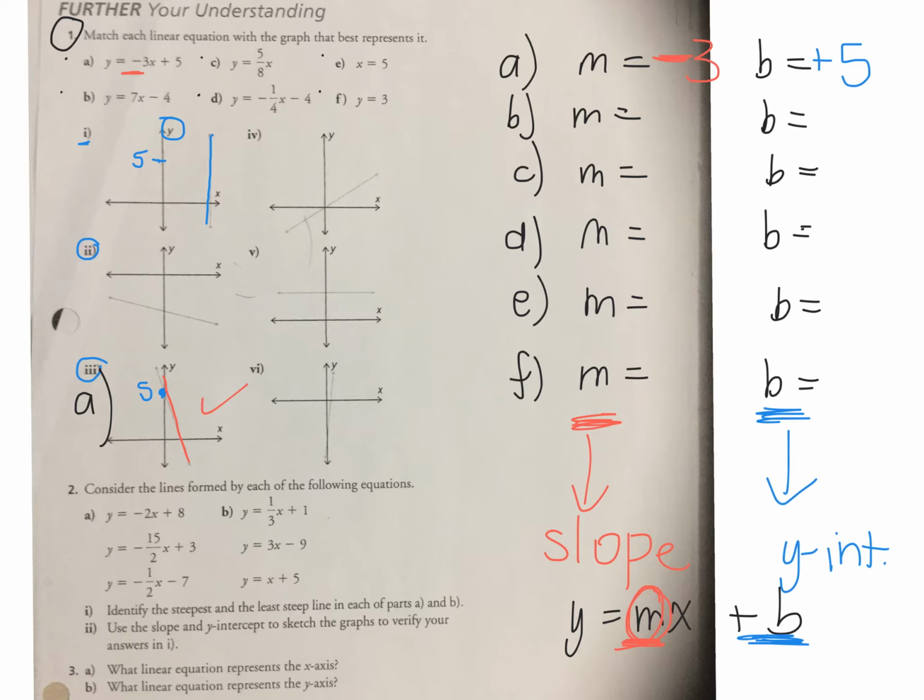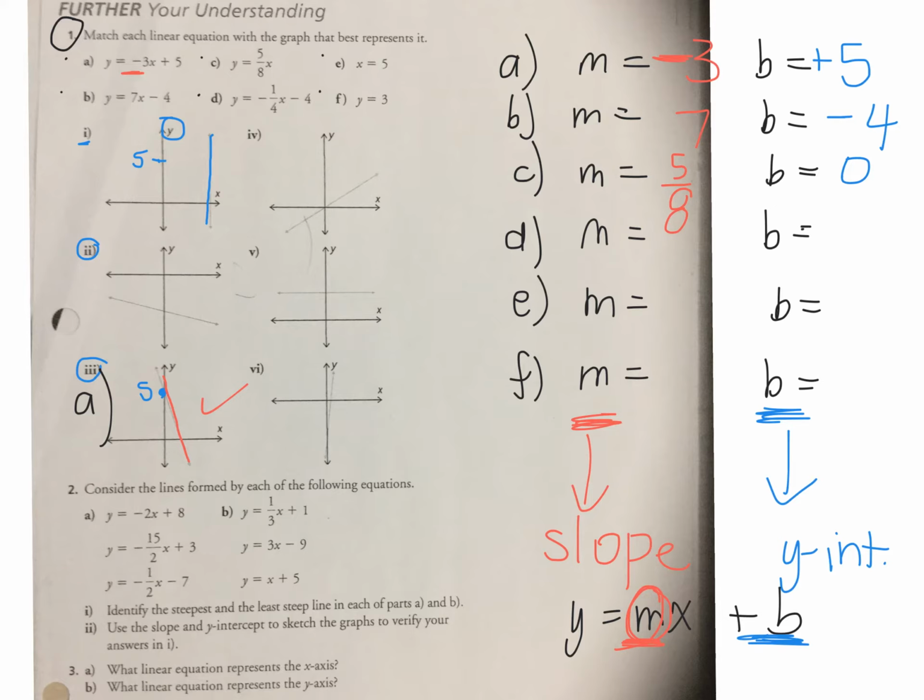For question B, the equation is y equals 7x minus 4. Raise your hand if you can tell me the slope of B. 7x minus 4. What's the slope? 7. And what's the y-intercept? Negative 4. Good. C. Y equals 5 over 8x. What's the slope? 5 over 8. And what's the y-intercept? 0. So where does this graph pass through? The origin.